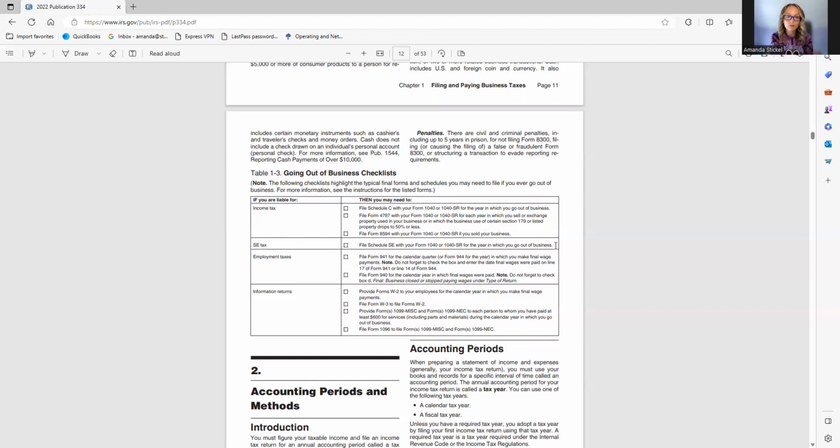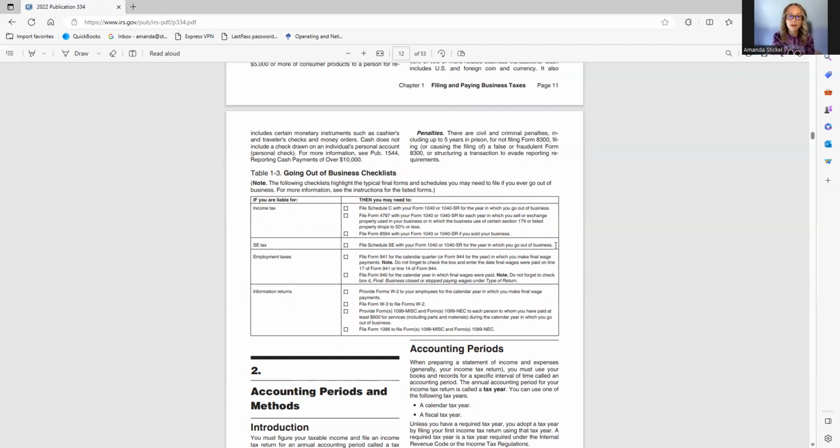File Form 8594 with your 1040 if you sold your business. Self-employment tax, file Schedule SE with your Form 1040 in the year in which you go out of business. Employment taxes, file Form 941 for the calendar quarter in which you make your final wage payments. Do not forget to check the box to let them know that it is the date the final wages were paid. And then file Form 940 for the calendar year in which the final wages were paid. Again, do not forget to check that final business closed box.